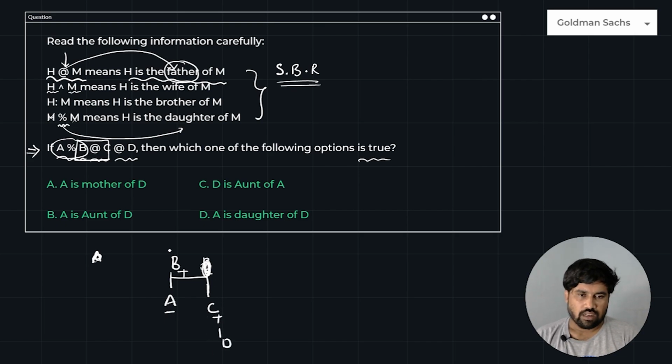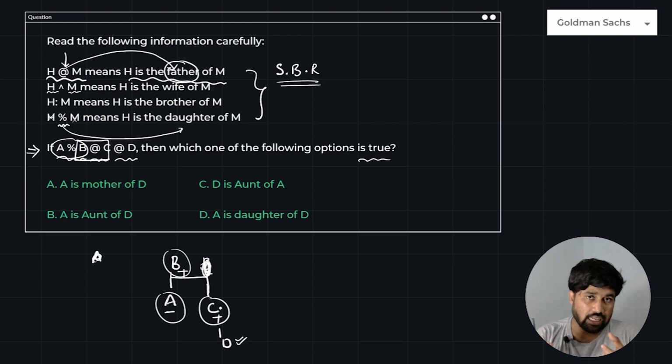See guys, A gender known, B gender known, C gender known, and D gender is unknown. If any option consists of a gender specification of D, immediately I will eliminate it. Why? Because if you don't know the gender of any person in the particular blood relation diagram, you can't judge their relationship. For example, just look at option C. For your clarification only, I am explaining this much. D is aunt of A. Even without drawing the picture, I can conclude that option C will never be your answer.